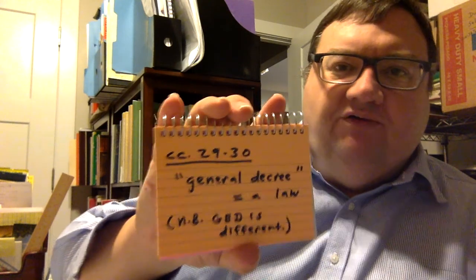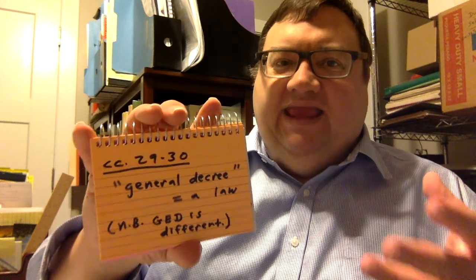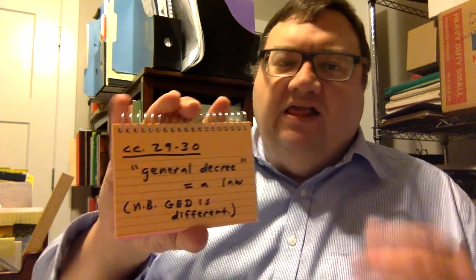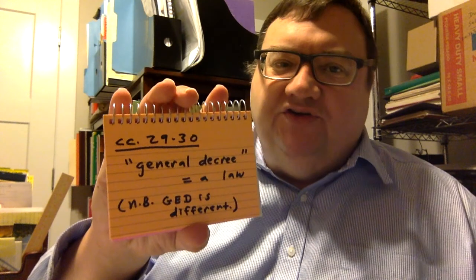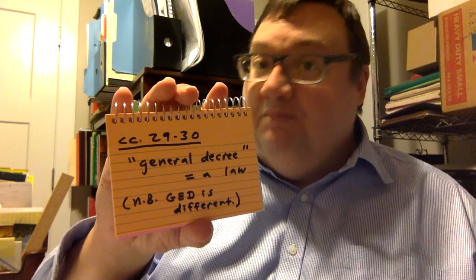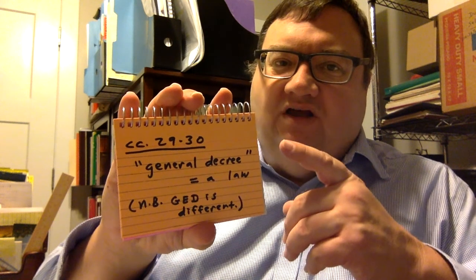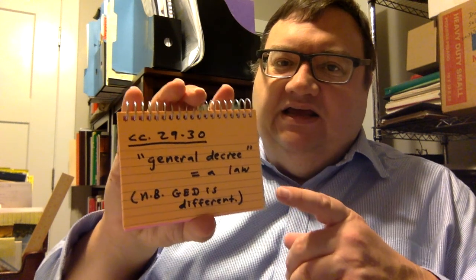Note the word general. It's a general decree, so it applies generally. So what the canons say is that a general decree is a true law. So when you see general decree, think law. Unfortunately, there's another term that's very similar, but has a very different meaning, and it's a GED. We sometimes call a general decree a GD.